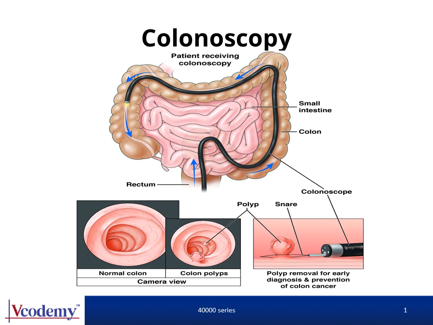So as you can see in the picture, starting from the rectum, it moves into the sigmoid colon, descending colon, then into the transverse colon, and then the ascending colon. So this comprises the large intestine, ending in the cecum, and then you have the small intestine. So the tube will be moving till the end of the large intestine.